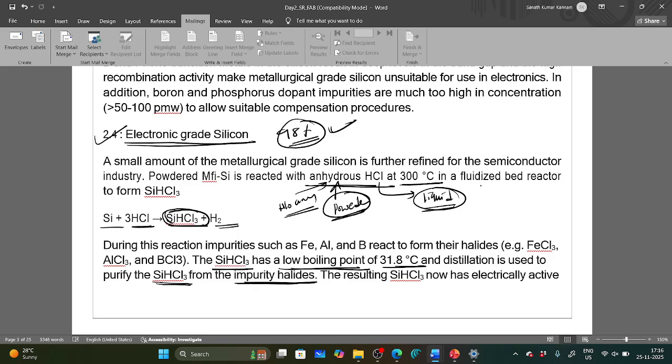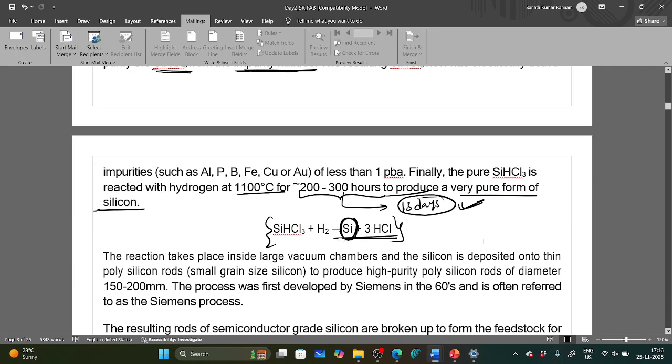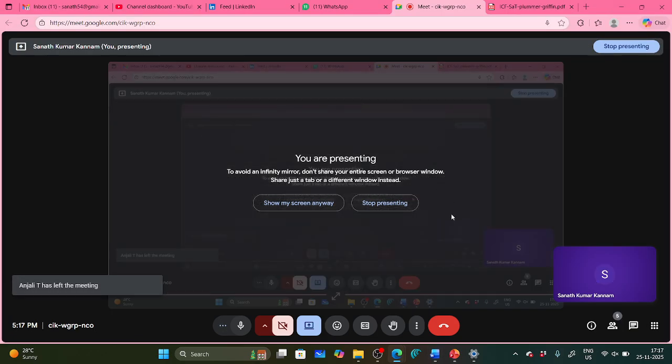So this is reacted in a fluidized bed reactor to form silicon hydrogen chloride, which has a low boiling point. That means we can do the distillation at 31.8 degrees Celsius. Then we react the silicon hydrogen chloride with hydrogen at 1100 degrees Celsius. It takes 200 to 300 hours to produce pure silicon. This we use for the semiconductor industry. Did you understand how I am purifying the silicon? Any doubts or queries?